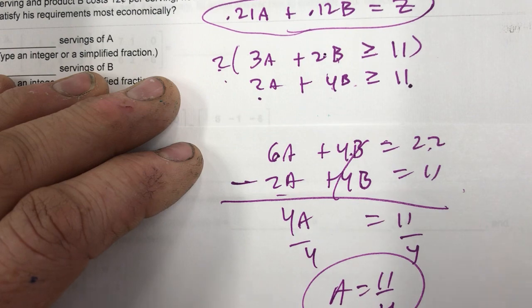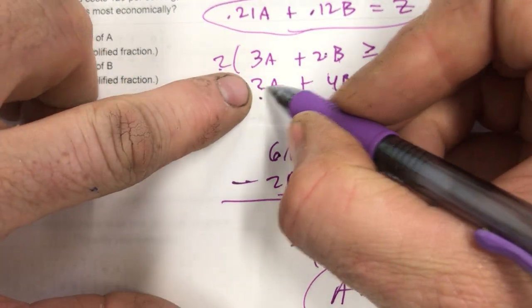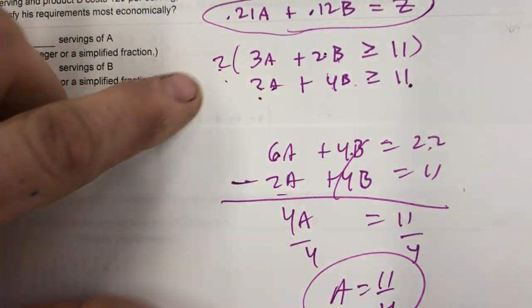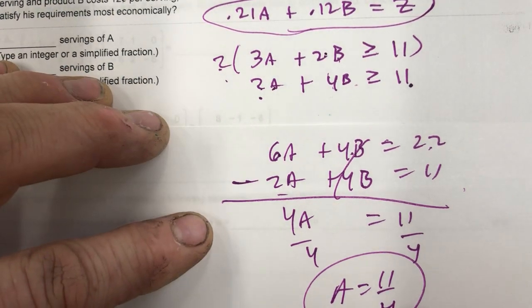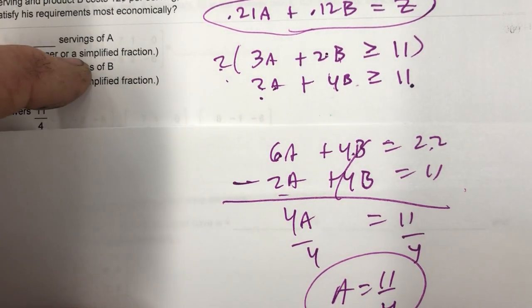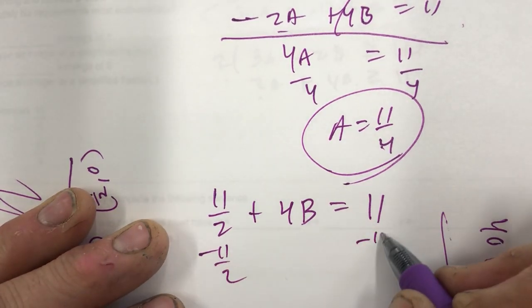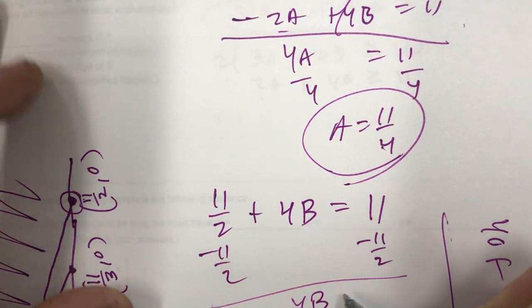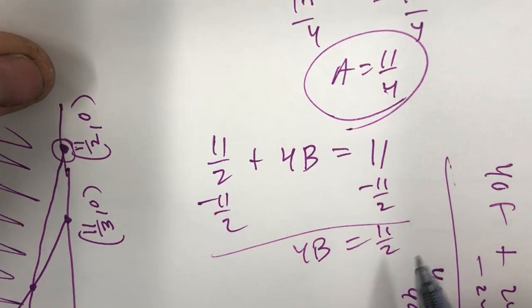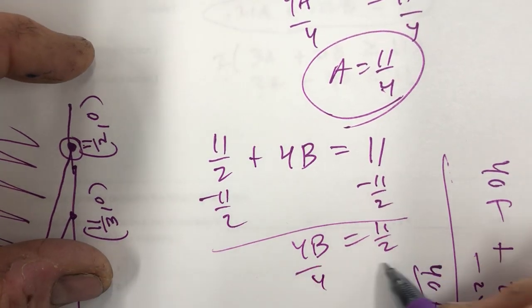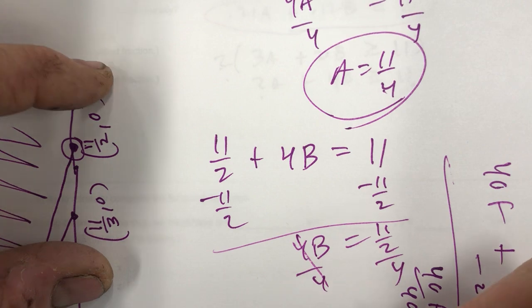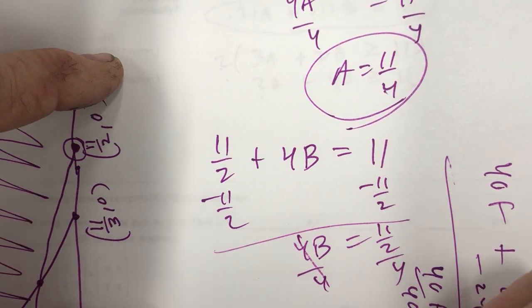And then b, I just plug 11 over 4 in for a, so I'll do right here. 2 times 11 over 4 would be 11 over 2. Plus 4b equals 11 right here. So I minus 11 over 2. That means 4b equals 11 minus 11 over 2, which is 11 over 2, and then divide by 4. I'm kind of going fast because it's already an hour and 20 minutes. That's 11 over 8.